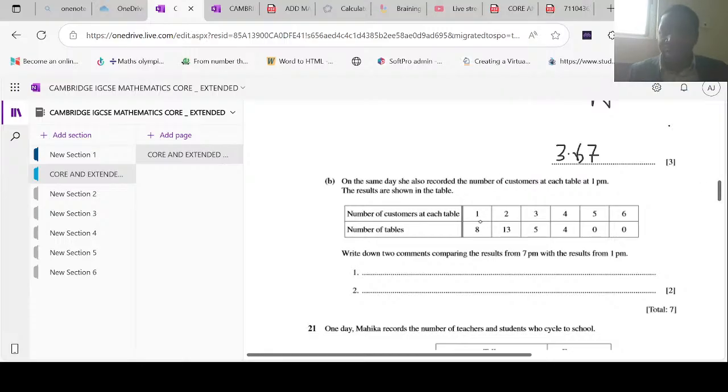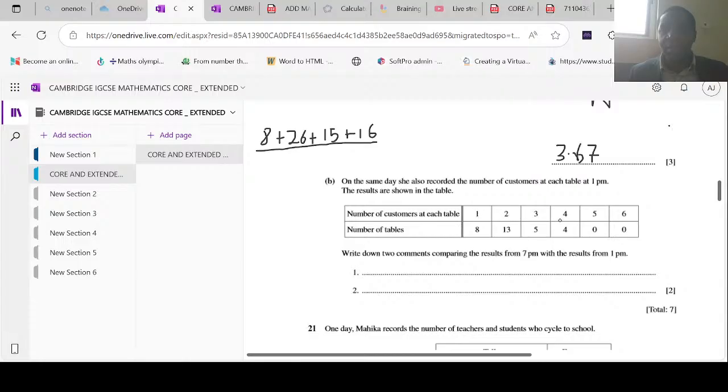So if we find the average, 1 times 8 is 8. Are you getting it? I'm using the formula, but I'm not writing out the formula; I'm doing it directly. 2 times 13 is 26, so plus 26. Plus 3 times 5, that's 15, right? Plus 16, right? 4 times 4. And the rest is 0, so we don't need the rest. But that we don't need the rest doesn't mean that the total number is going to change.